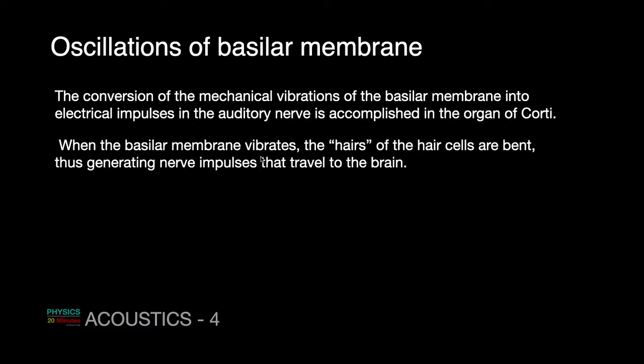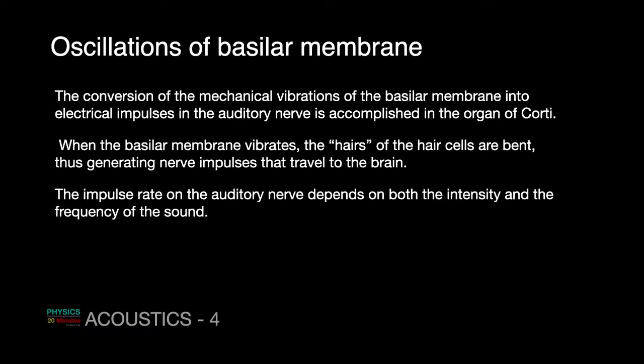When the basilar membrane vibrates, the hairs of the hair cells are bent, and that generates nerve impulses that travel to the brain. That actually triggers the on and off motion of ions, the potassium ions, in the hair cells, by which suitable electrical impulses are created. They are fairly digital in nature, in the sense that they are either 1 or 0. And then, depending on what kind of impulse rate is received, the brain decodes the frequency and intensity of sound.